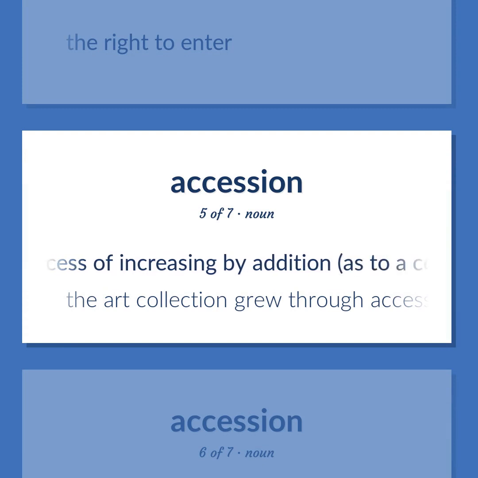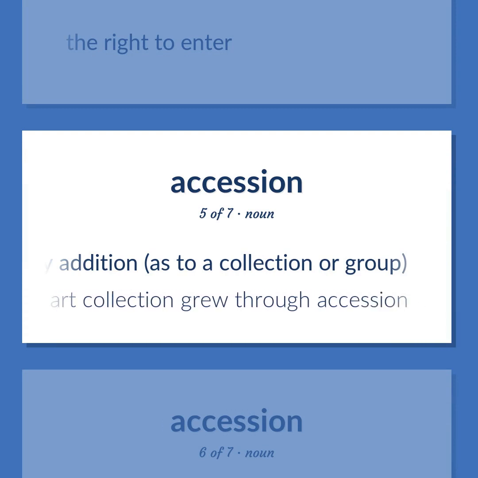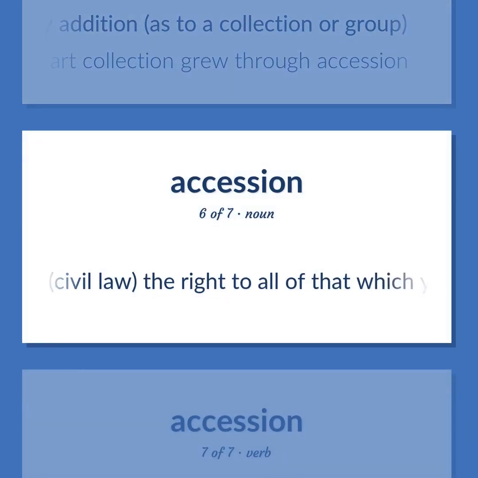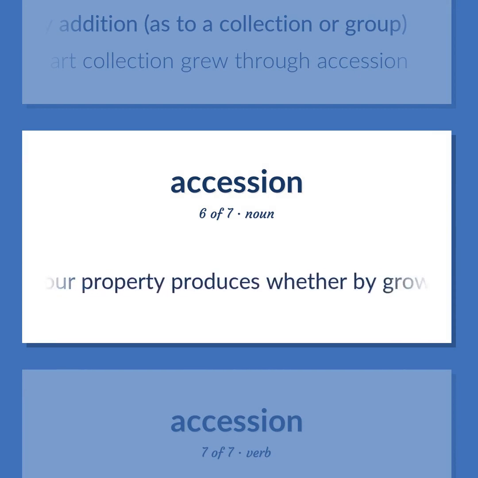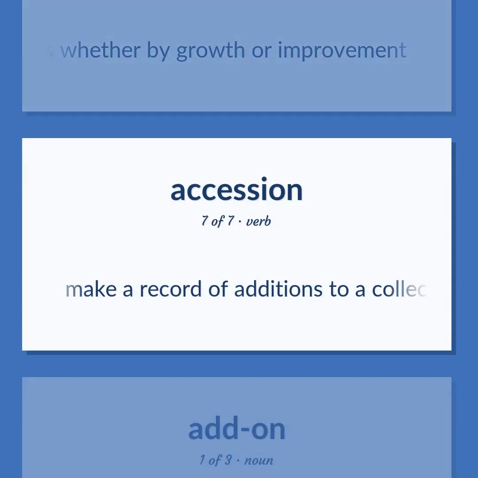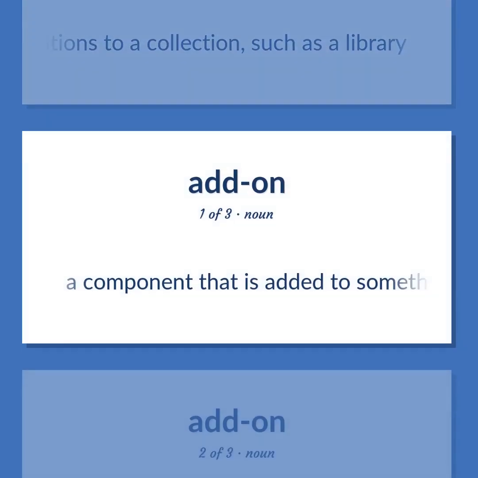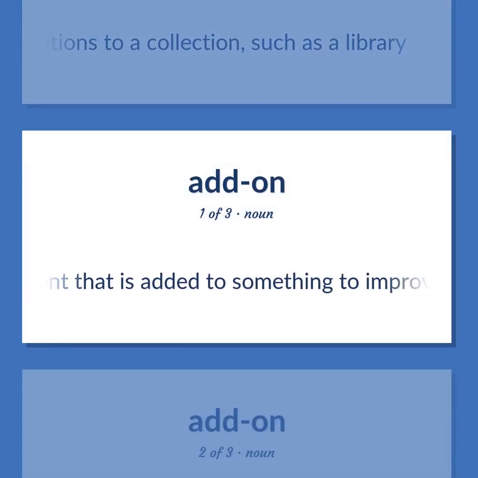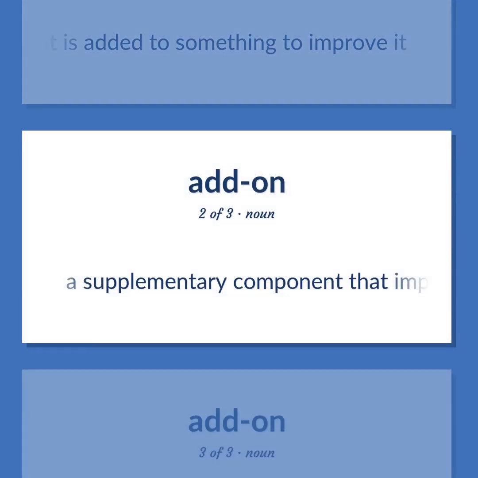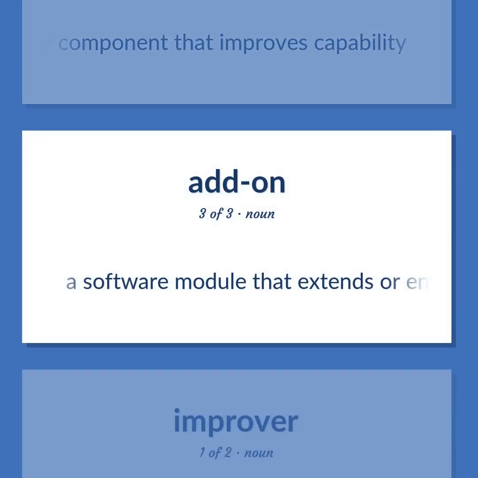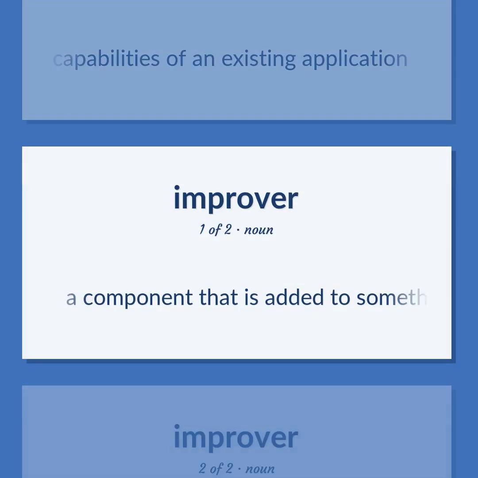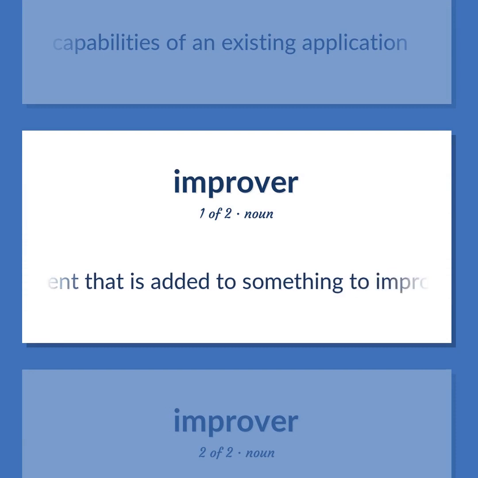A process of increasing by addition, as to a collection or group. The art collection grew through accession. Civil law. The right to all of that which your property produces, whether by growth or improvement. Make a record of additions to a collection, such as a library. A component that is added to something to improve it. A supplementary component that improves capability. A software module that extends or enhances the capabilities of an existing application. A component that is added to something to improve it.